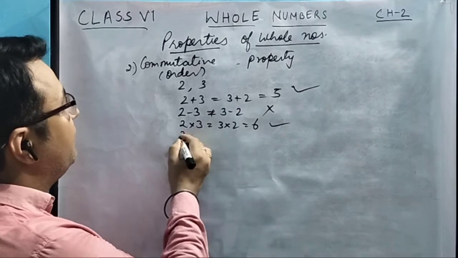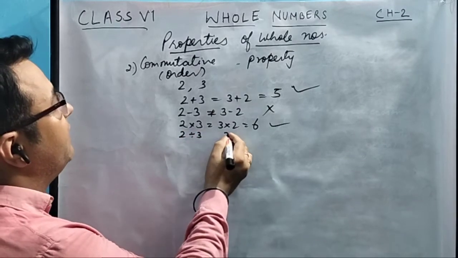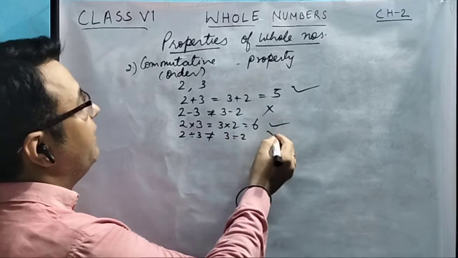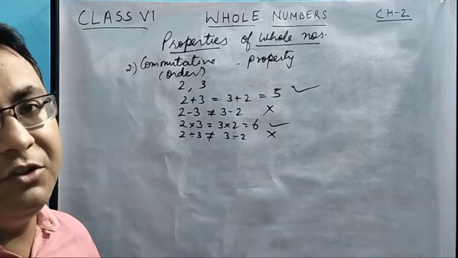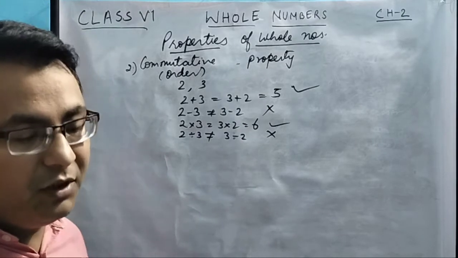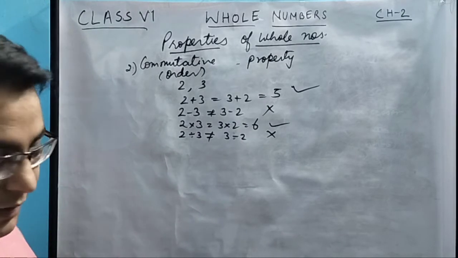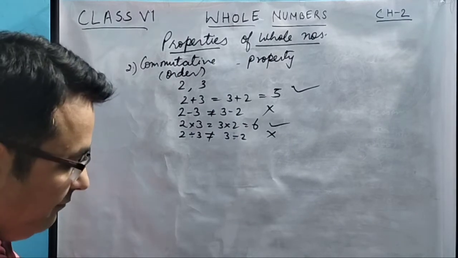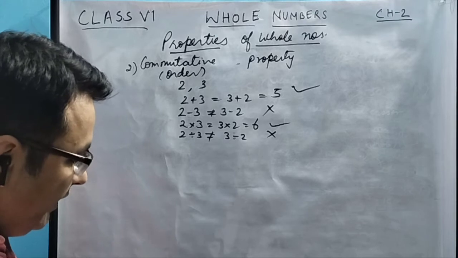Similarly, let's check for division. 2 divided by 3 is same as 3 divided by 2? It is not. So it means commutative property does not hold good for division of whole numbers. Next property that we have to study is associative property.